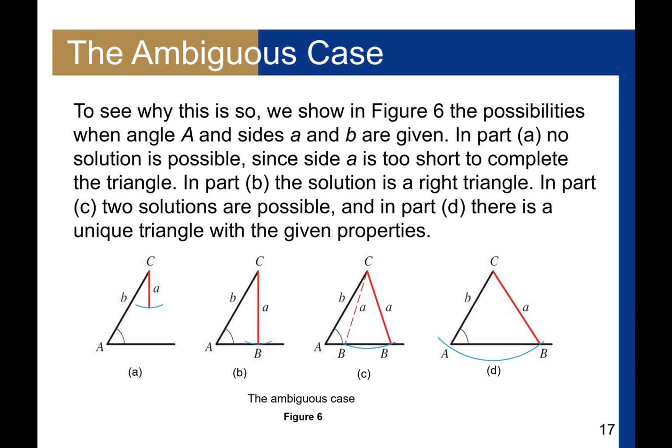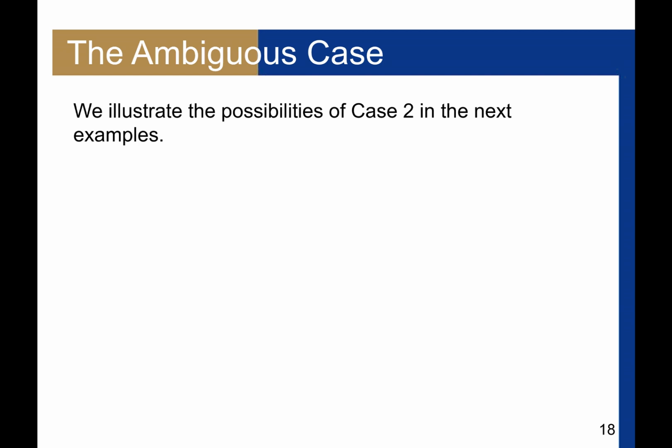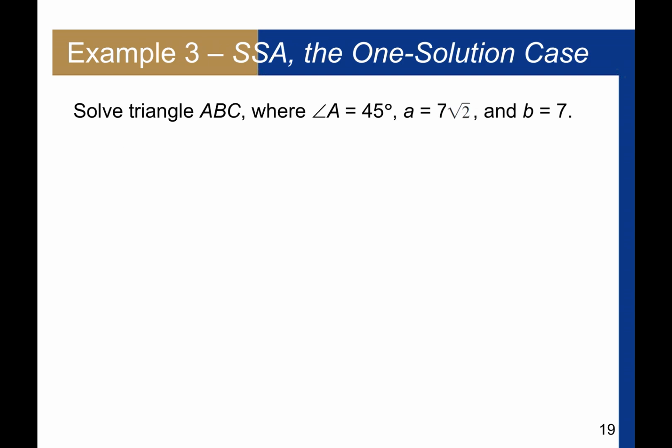So if you're given the length of two sides and the non-included angle, any one of these four things could happen. You see why we call this the ambiguous case? If that's all you're given, you can't tell just by reading the information. Okay, we're going to do some calculations and we're going to see what happens here.